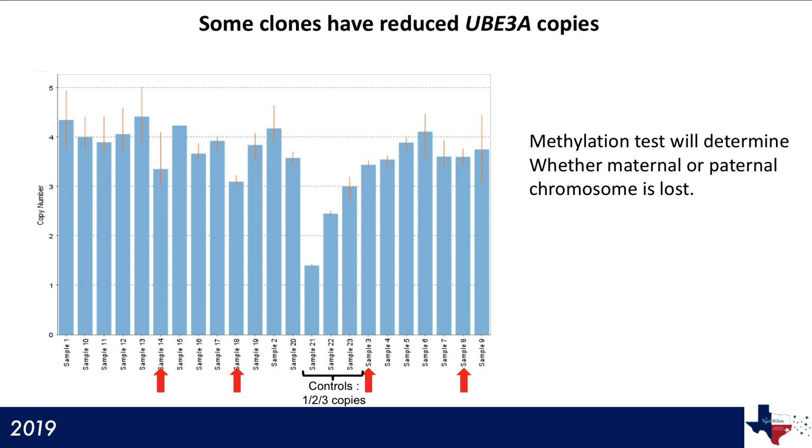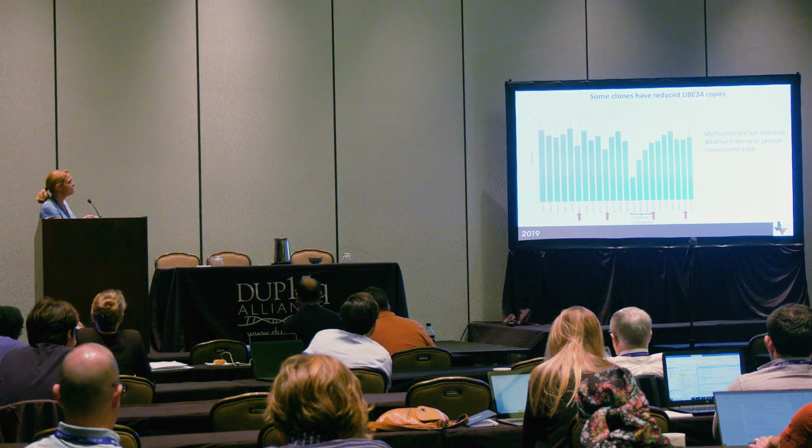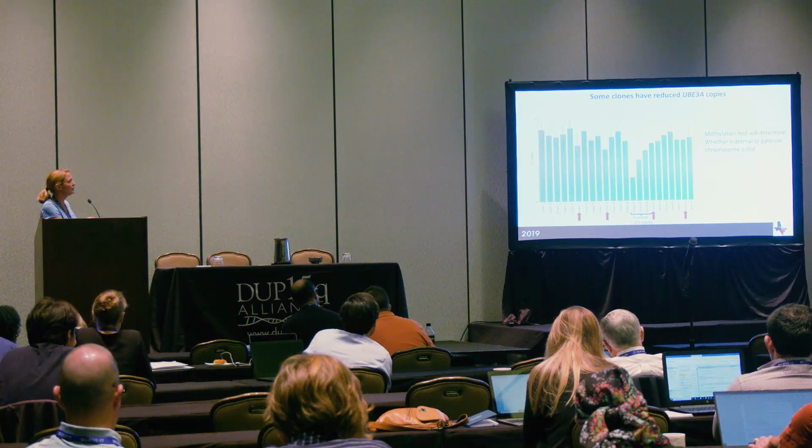And ultimately, we still haven't gotten it; this one's really preliminary. Out of 20 clones, we didn't get one that has only 2 copies. But we got several that appear to have 3 copies. And so this is encouraging. What we think in these cases where they have 3 copies is that they've lost one of the 2 parental chromosomes.